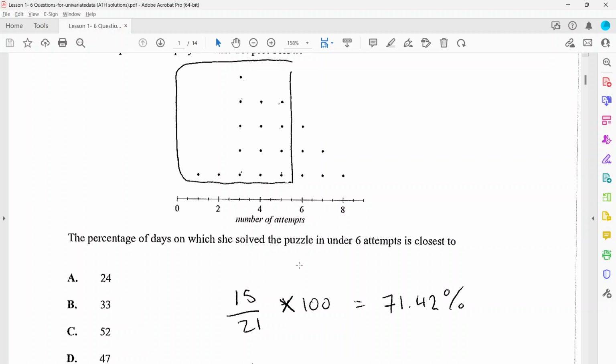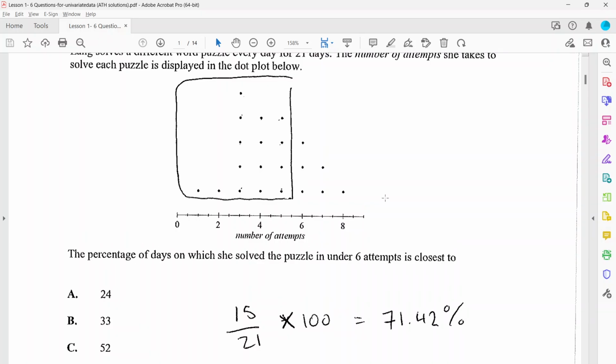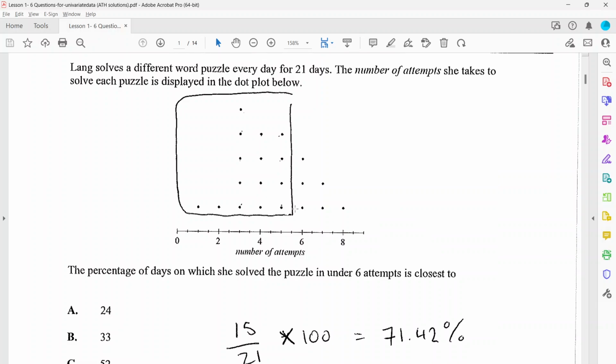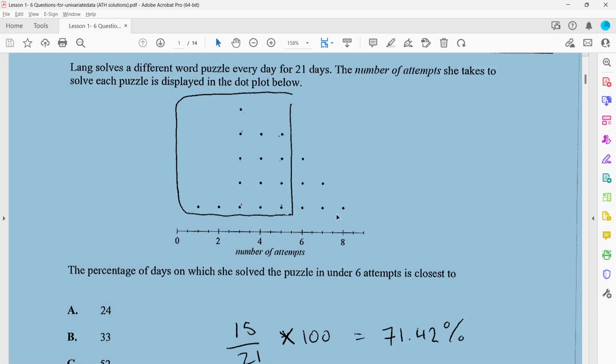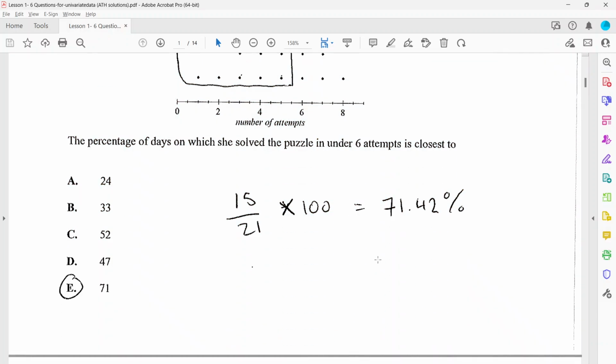The percentage of days on which she solved the puzzle under 6 attempts is closest to. So firstly, I'm just going to count how many belong to under 6 attempts. So under 6 attempts is these amount of dots. So I just counted 15 out of a possible 21. Okay, and then times it by 100 to get a percentage.